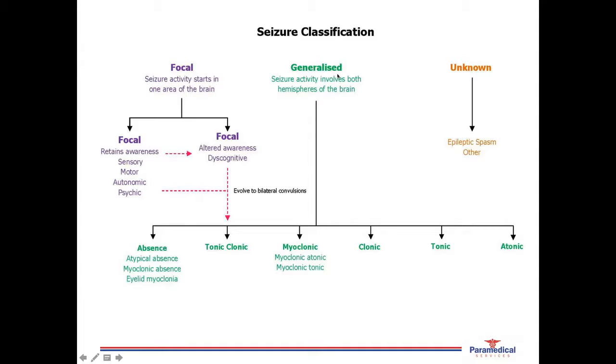With generalized seizures, there's many more divisions to this. So when both hemispheres of the brain are being disturbed, you can get what's called an absent seizure, a tonic-clonic seizure, which is the most common condition that people think of when they think of epilepsy. It's the full body convulsions where you have muscular contraction and relaxation. You get myoclonic, clonic, tonic, and atonic seizures. For the purposes of this presentation, we're mainly going to be discussing the focal seizures, and then within generalized, we'll have a look at absent seizures, the tonic-clonic, and the atonic seizures.